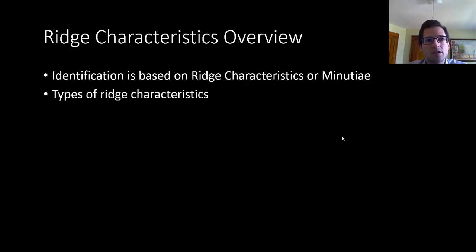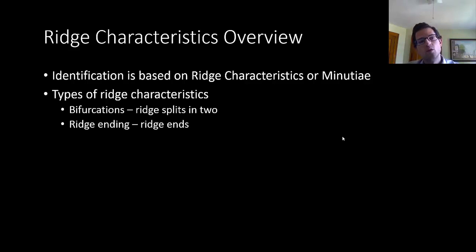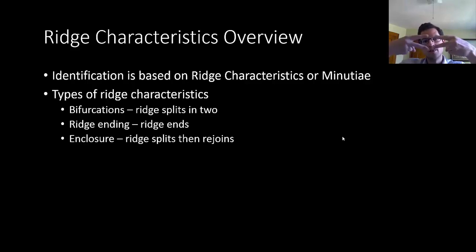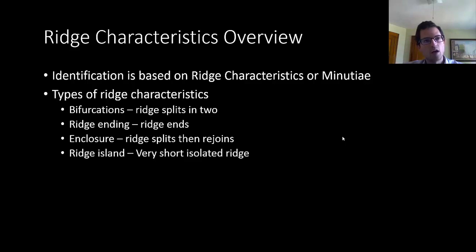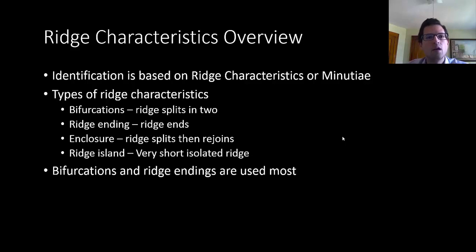What are the types of ridge characteristics we look at? We have bifurcations, this is where a ridge splits in two. We have ridge endings, this is where a ridge ends. We have enclosures, this is when a ridge splits and then rejoins, looks like this. And we have ridge islands. These are very short, isolated ridges. Sometimes they look like dots, sometimes we just call them short ridges because they appear and then they stop right away. Most AFIS systems focus on bifurcations and ridge endings, I think just because they're the easiest to discern.